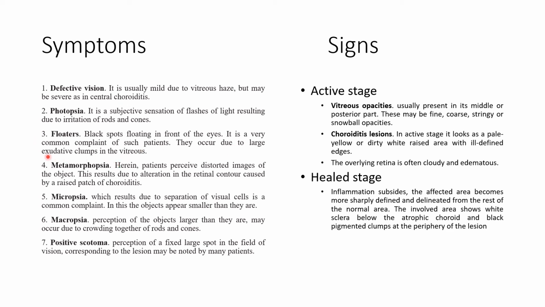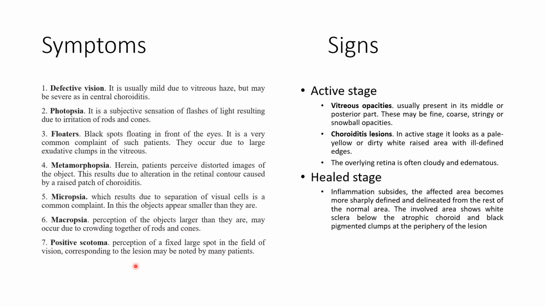Now we can have metamorphopsia. This is because of retinal edema, so the image which is formed on the retina is distorted, and this can cause micropsia, that is the objects which are seen appear smaller than they are. This is when you have separation of visual cells which can occur at the apex of an edematous area, and you can have macropsia, where the things which are seen are a little larger, which can occur at the periphery of the edematous area.